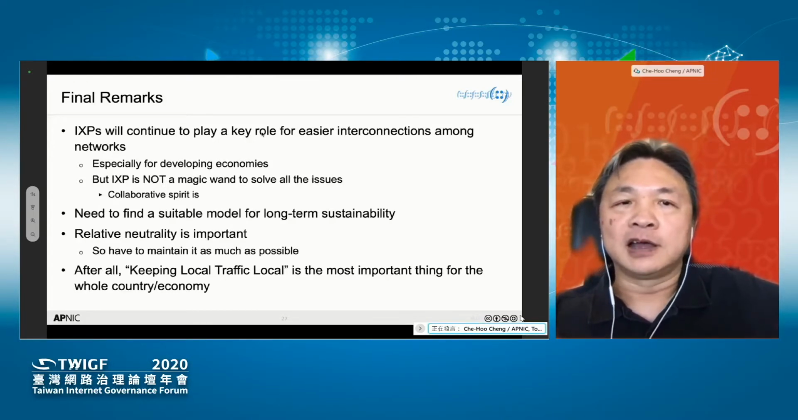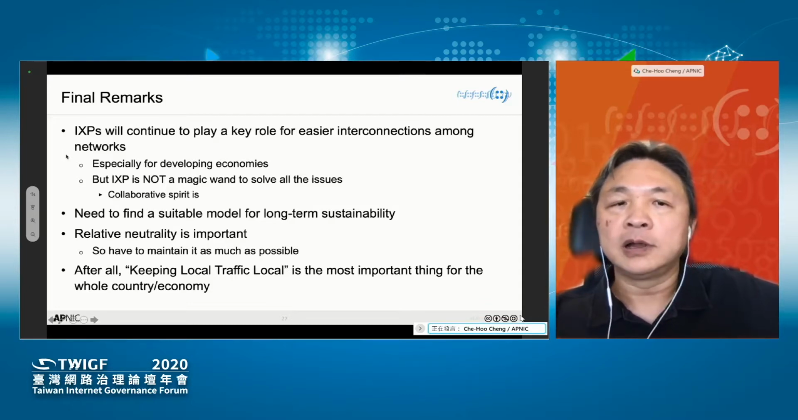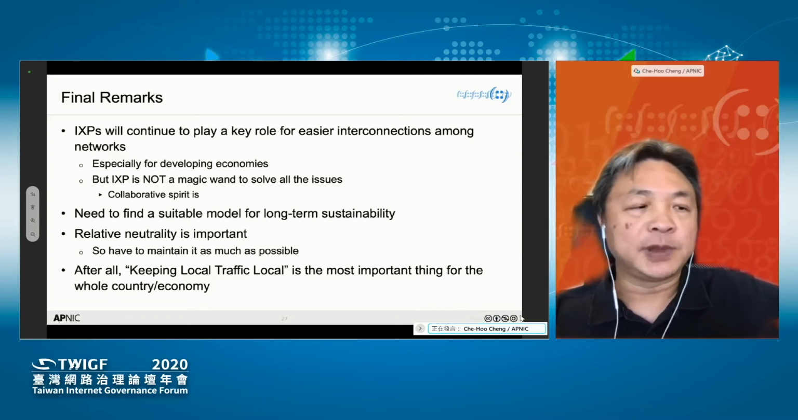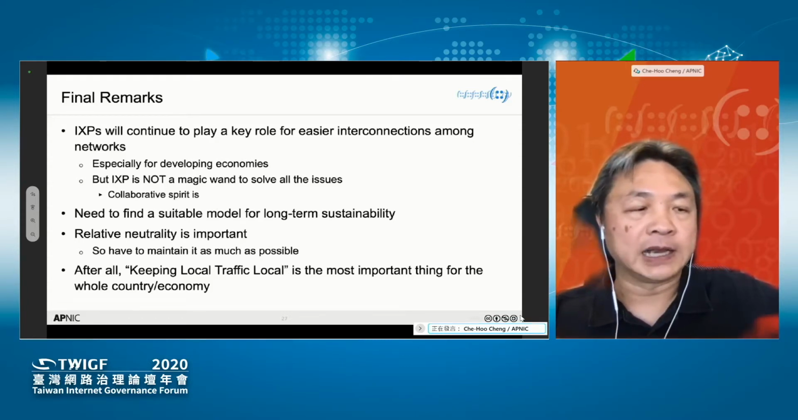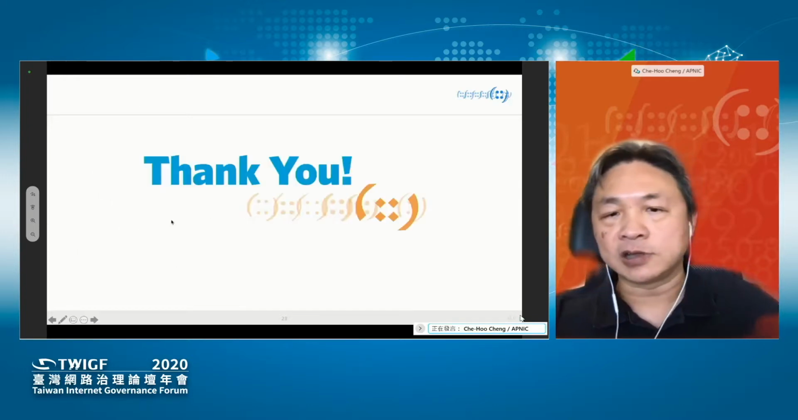My final remarks for this part: IX continues to play a key role, and you need to find a sustainable model for operations. Neutrality is important. And in the end, I think keeping local traffic local is the most important thing for the whole economy, like Taiwan. That's all I would say.